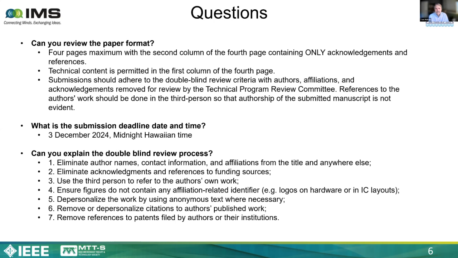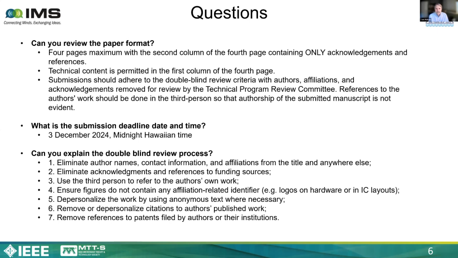And then submissions need to adhere to the double-blind review criteria, meaning authors, affiliations, and acknowledgments are removed for review by the TPRC. This keeps the review process fair, so no affiliations or author names are there, and we'll touch on the double-blind aspects in the bullets down below here, but references to the author's own work need to be done in the 3rd person, so that you can't puzzle out who the author of the paper is or their affiliation.